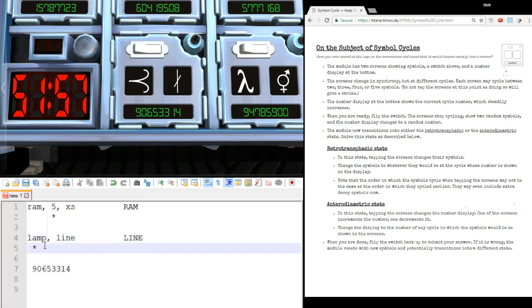Line's easy enough to deal with. Lamp is our multiple of 2, so line's going to be our odd numbers. So we need an odd number. So let's actually go ahead and change this to an odd number. This is a close number. Let's see what this gives us.